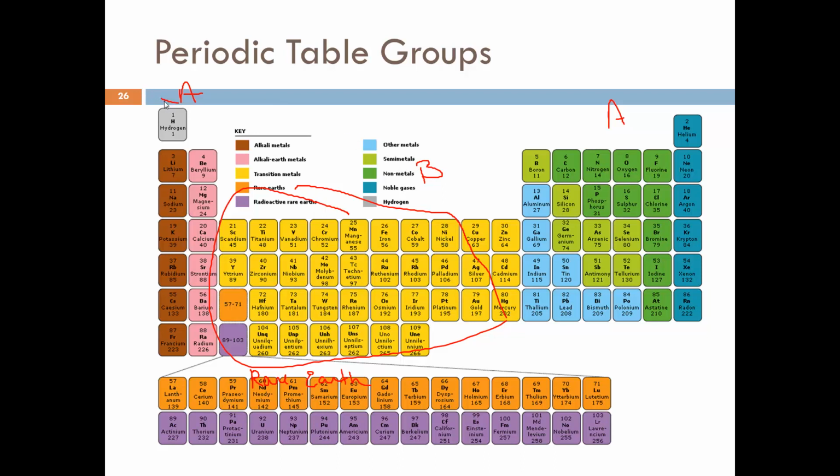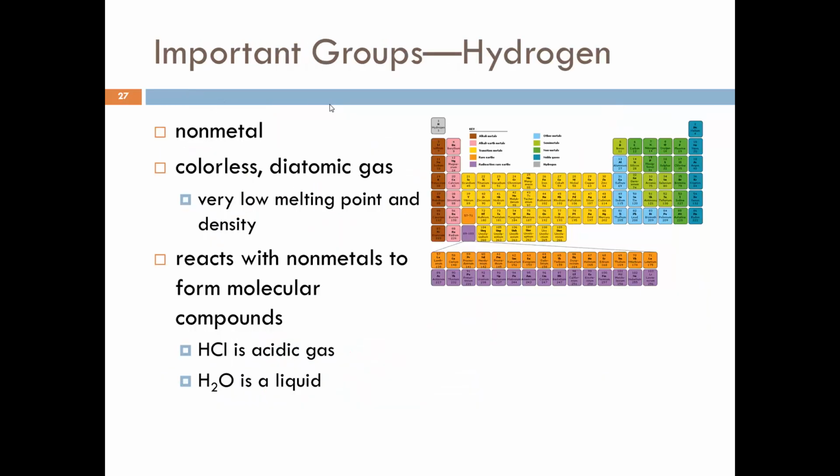So let's talk about some important groups. Let's talk about hydrogen by itself. It's a nonmetal, it's colorless, and it's diatomic, which means that when it's found in nature, it's never just hydrogen. It's actually H2. That'll trick you sometimes, so you've got to remember that. Very low melting point and very low density. Reacts with nonmetals to form molecular compounds such as HCl and H2O.